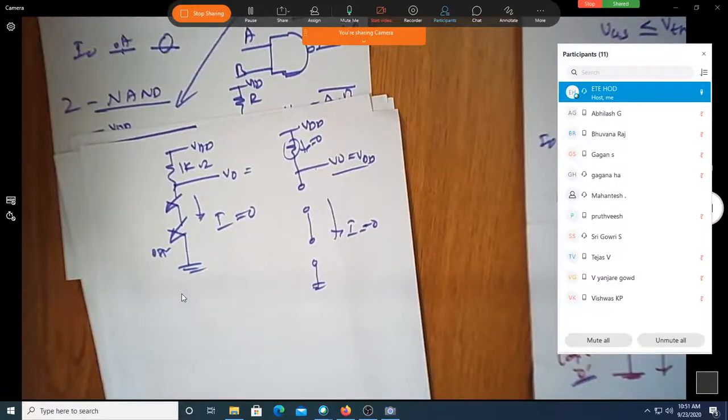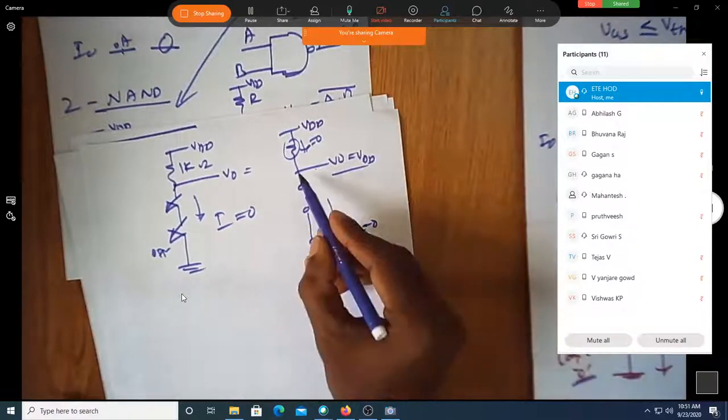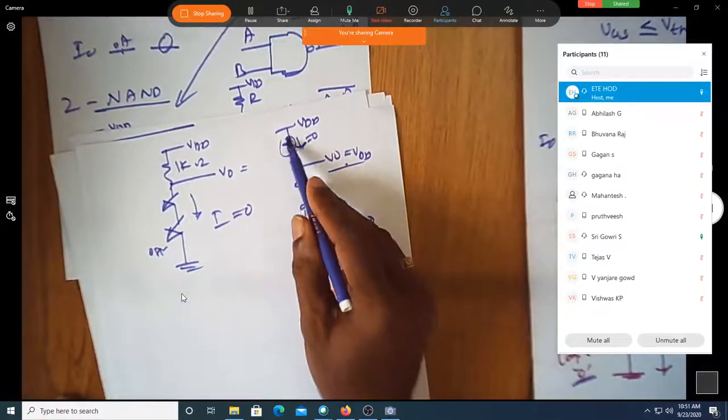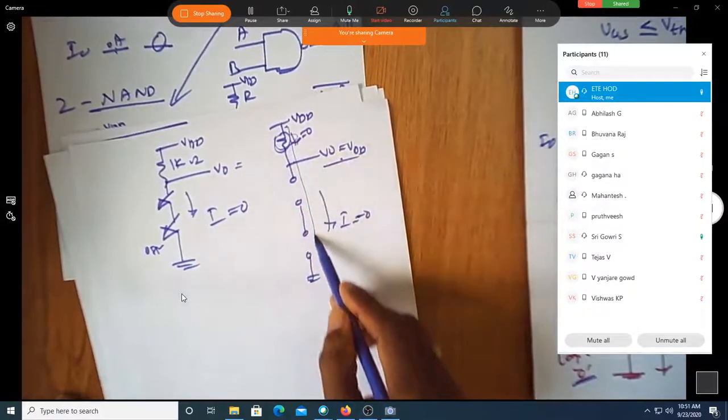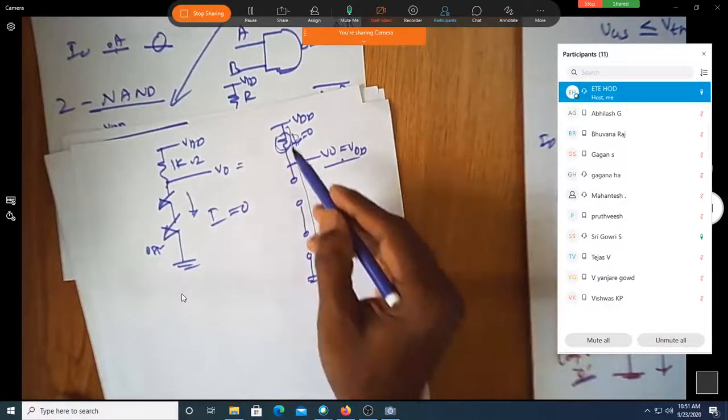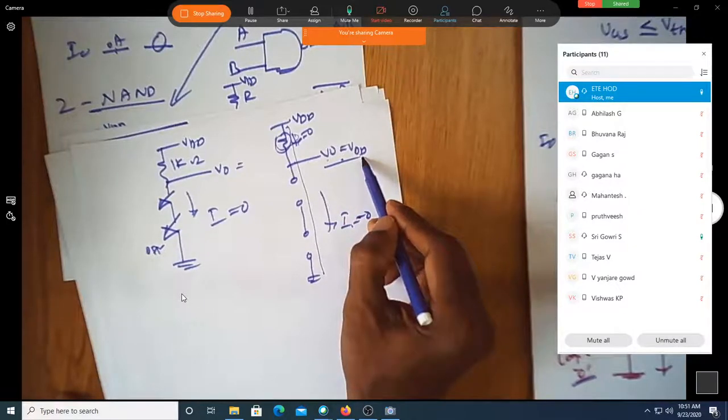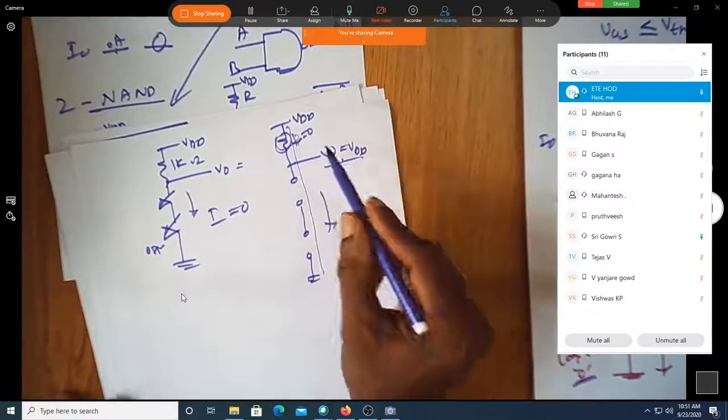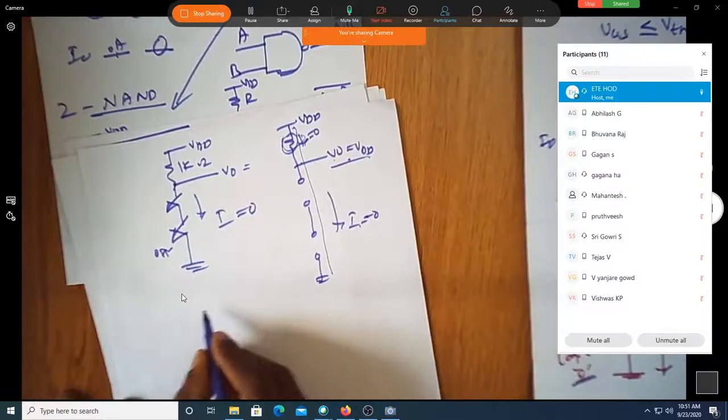Okay, we have two switches. If both the switches are open, is the output at this particular point equal to VDD? Because there is no drop here. Because the same current flows. When current is 0, then V0 has to be VDD because the drop is 0. Now assume that one of the switches is on.